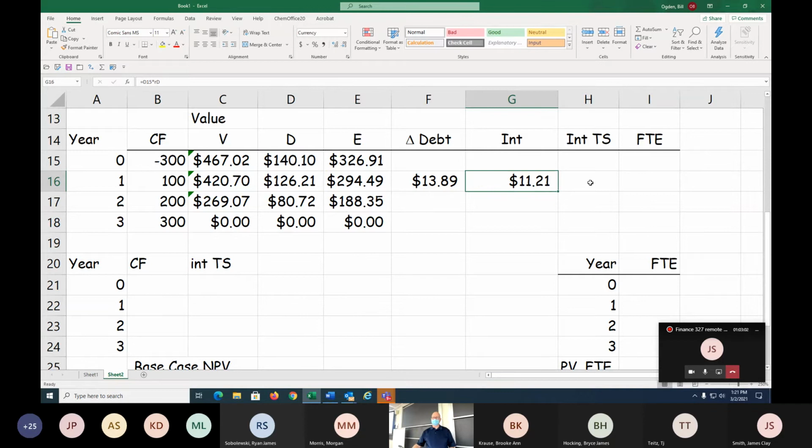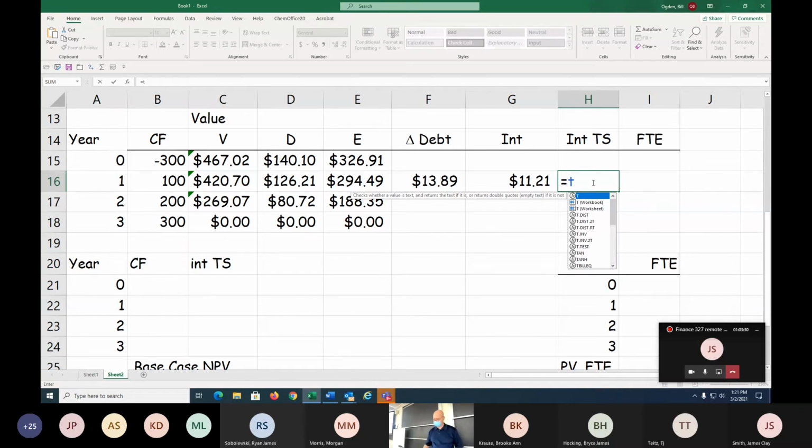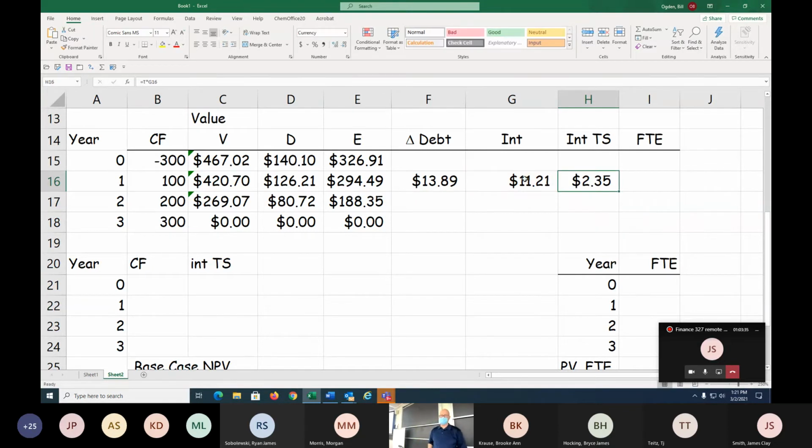Now, interest you always pay on an after-tax basis. The amount by which you can reduce the interest to make it after tax is the tax rate times the interest. It's called the interest tax shield. Because you have this interest expense, you'll pay some amount of taxes less. So it's equal to T, tax rate, times the amount of interest. So it'll be 235. Good number?